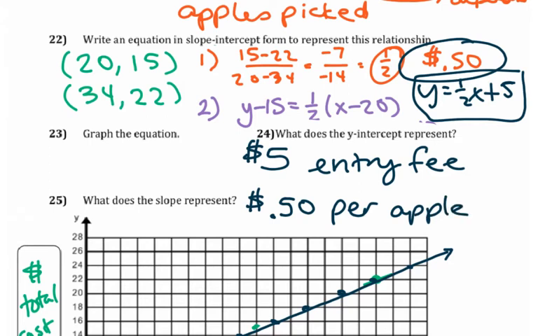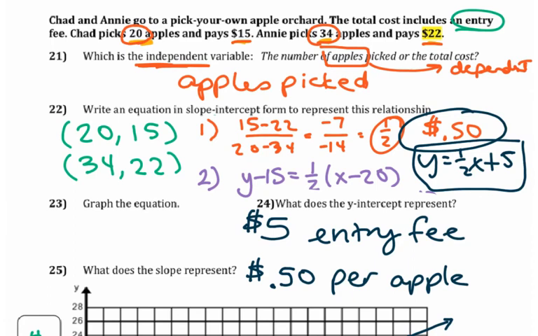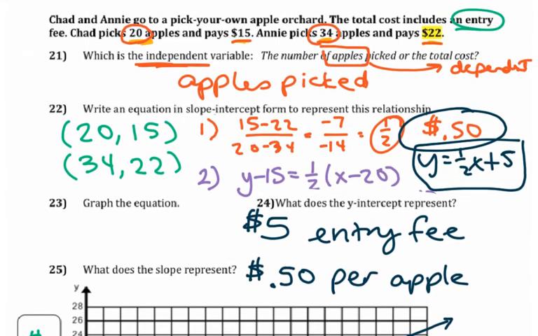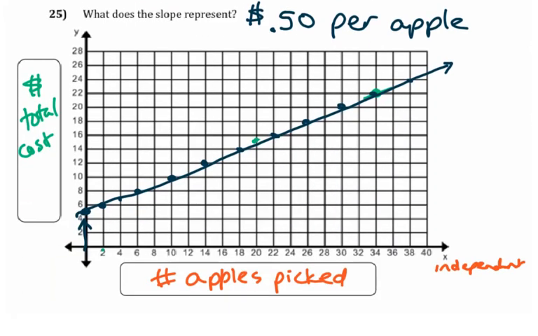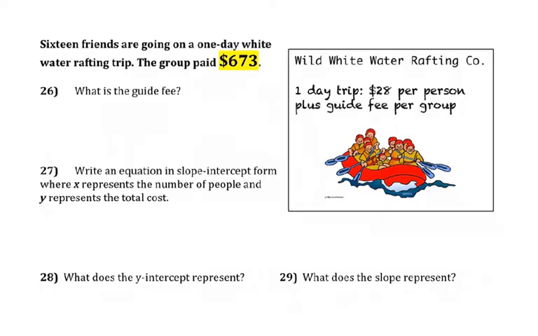So we have this problem with Chad and Annie. We started out with some information. We translated it into a graph, ordered pairs, an equation. What is the slope? What is the y-intercept? What does that mean? And we got all of that from just those 2 or 3 sentences up there. Okay, let's go to another story problem.